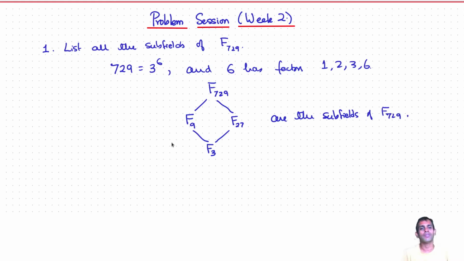F9 consists of the roots of the polynomial t to the 9 minus t. F27 consists of the roots of the polynomial t to the 27 minus t. And F3 consists of the roots of the polynomial t cubed minus t. Okay, so that was easy. Let's look at problem 2.